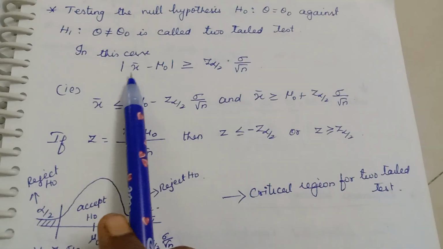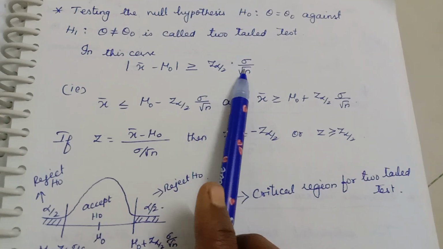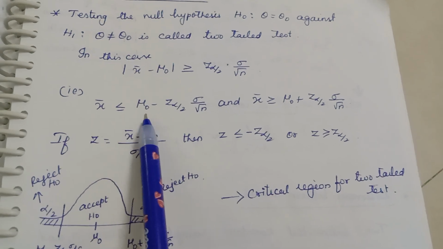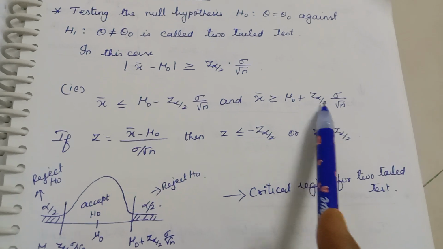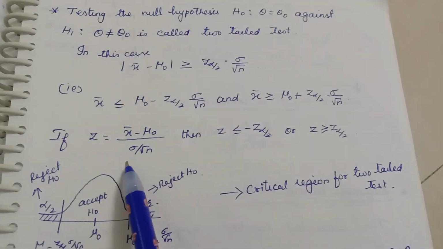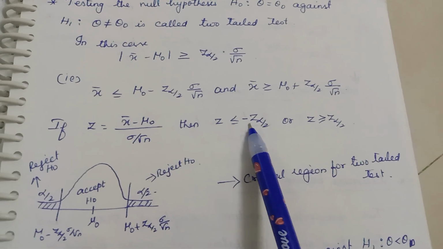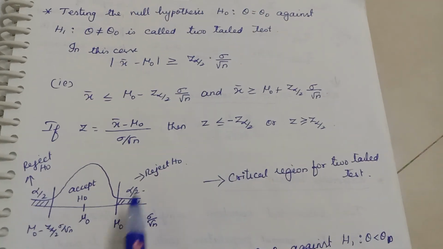Okay, in this case, modulus of x bar minus mu naught is greater than z alpha by 2 sigma by root n, that is, x bar is less than mu naught minus z alpha by 2 sigma by root n and greater than mu naught plus z alpha by 2 sigma by root n. So if z equals x bar minus mu by sigma by root n, then z is less than or equal to minus z alpha by 2 and greater than z alpha by 2. See, this is the critical region.